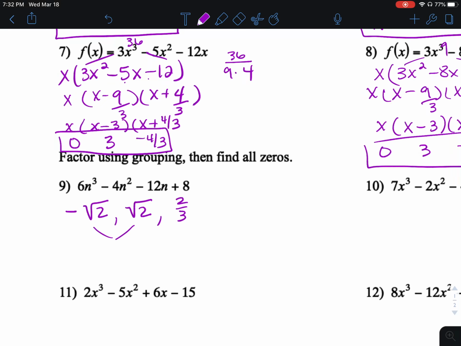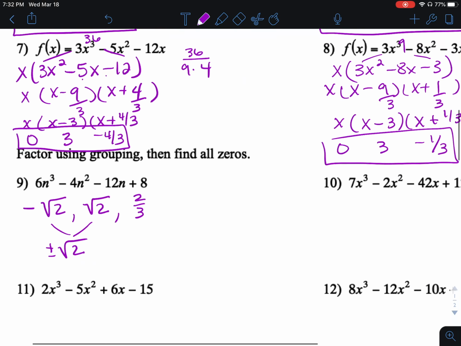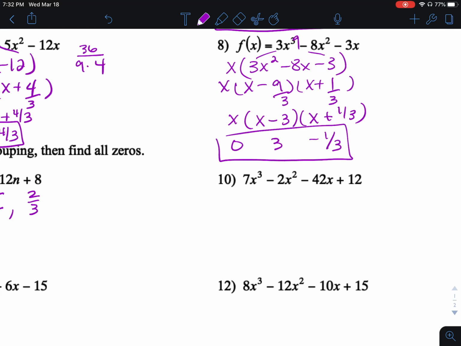And again, you could have written this as plus minus square root of 2 instead of having to write them out separately. All right, so let's look at number 10. First off, I look at all 4 terms. There's nothing that will divide evenly into all 4. So now I'm just going to look at the first 2 terms.